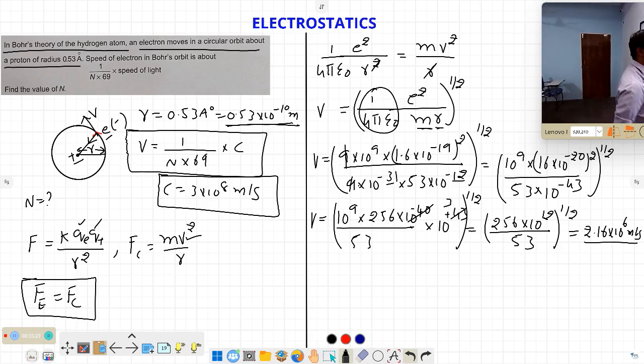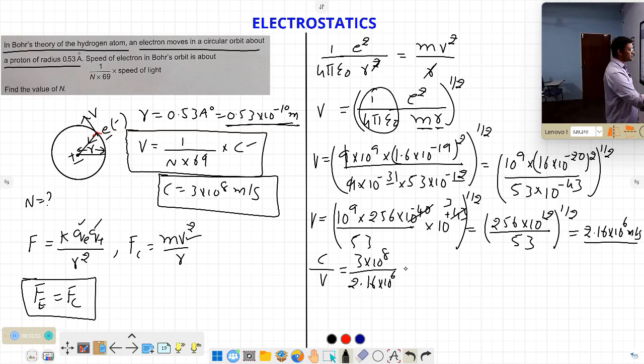You can calculate this value separately and check it, because due to time we are writing it directly here. Now, the answer is given in terms of the speed of light. So compare this with the C by V value. The C value is equal to 3 into 10 power 8, and the V value is 2.16 into 10 power 6. If you calculate this, we are going to get nearly C by 138.